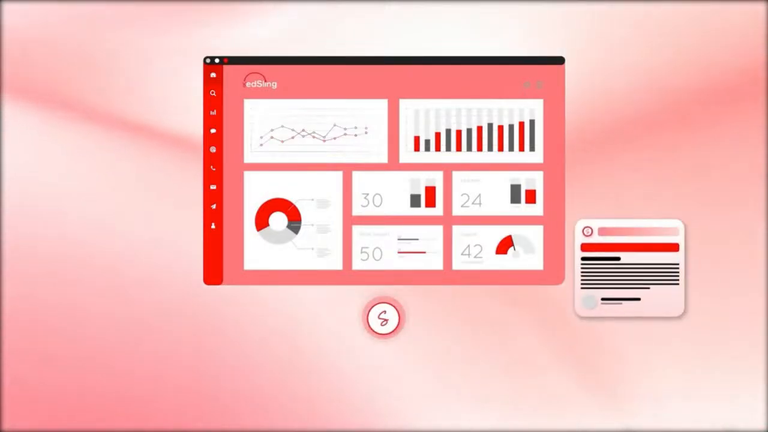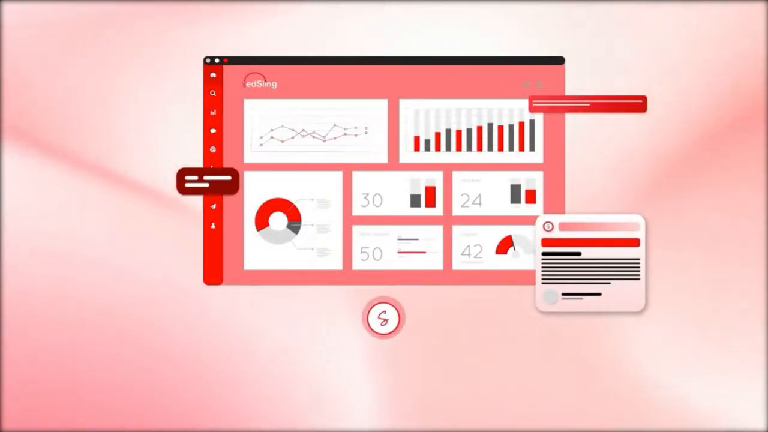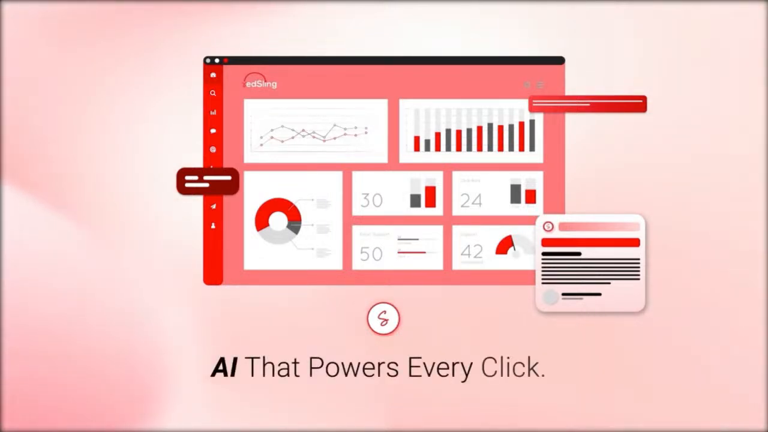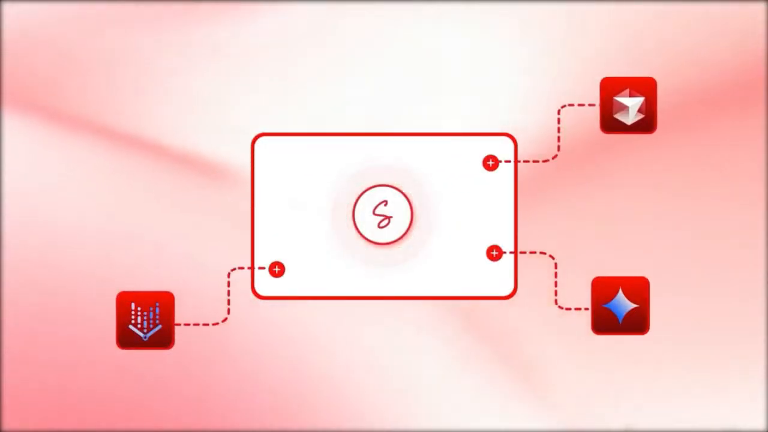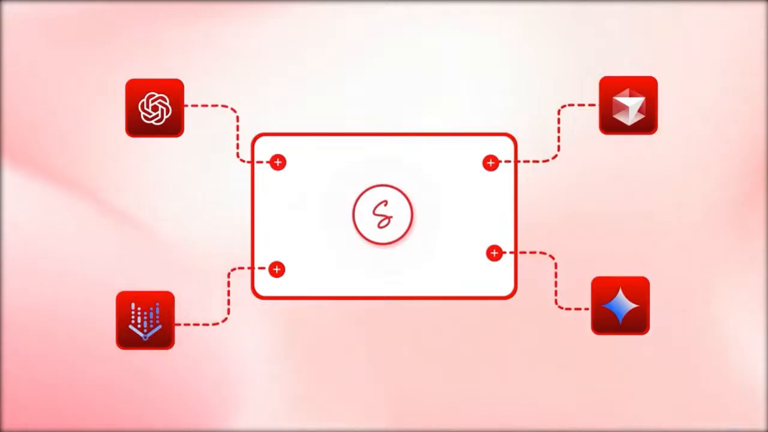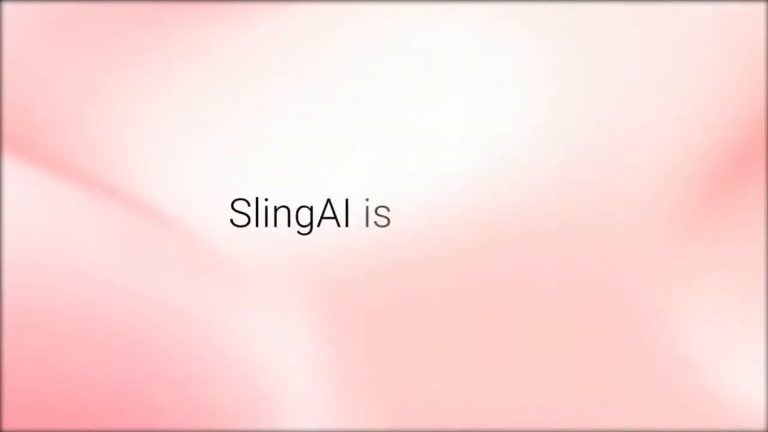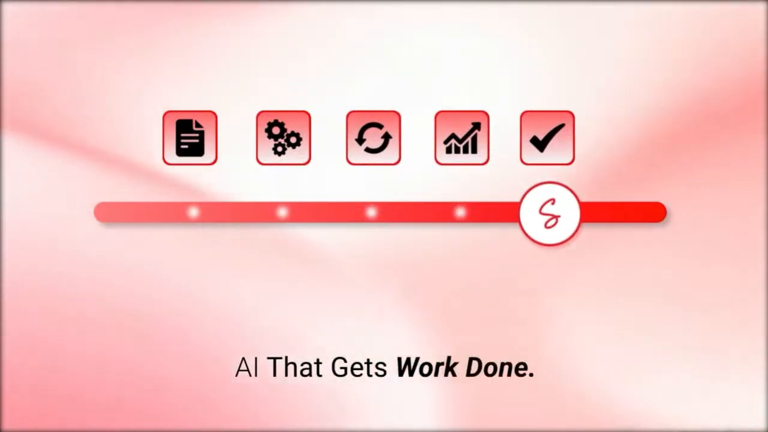Make faster, smarter decisions. Sling AI integrates embedded AI models right into your apps, powering real-time recommendations and insights. AI that powers every click. Open by design, Sling AI connects with OpenAI, Google Vertex AI, and your AI stack effortlessly. Plug in, power up. Sling AI is agentic. It acts autonomously, navigating data, systems, and decisions, delivering end-to-end outcomes while you focus on the bigger picture. AI that gets work done.